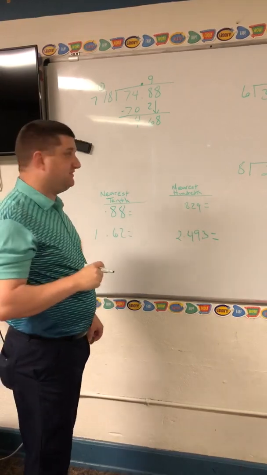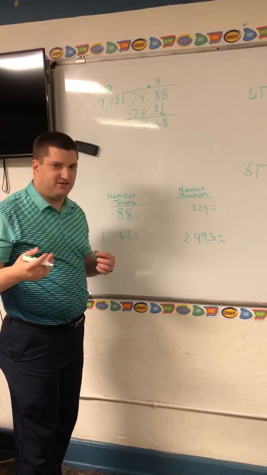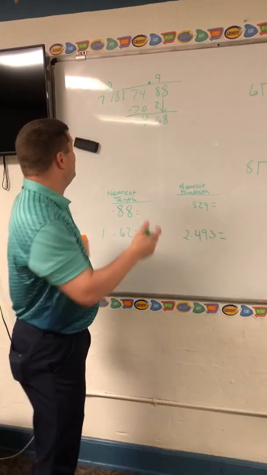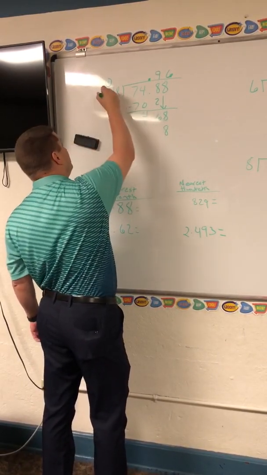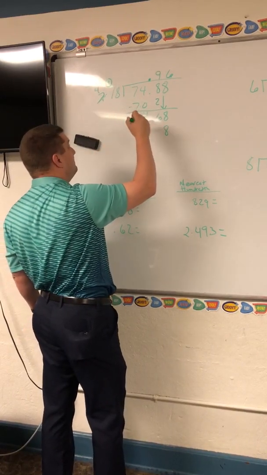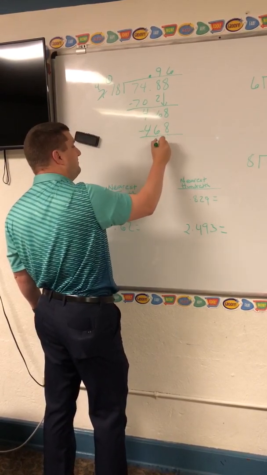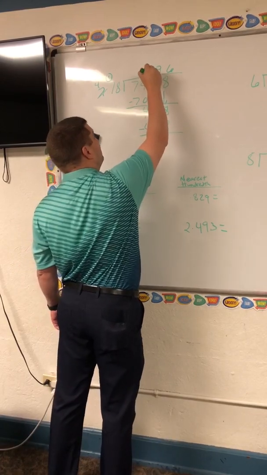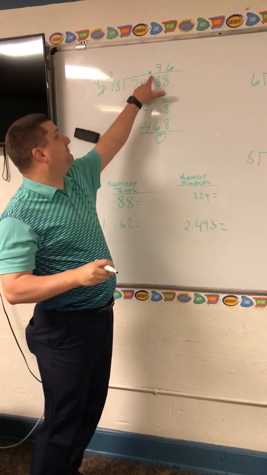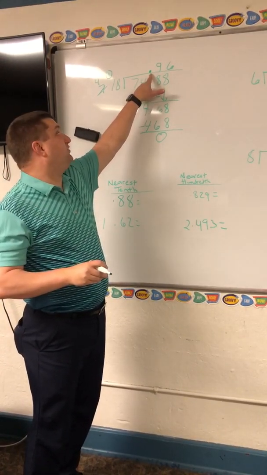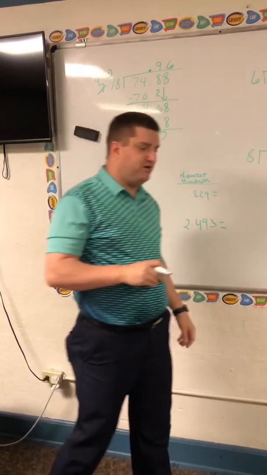8 goes into 46. Okay? It normally would go 5 times, but you're going to have too much of a remainder. And for time's sake, I'm just going to go ahead and tell you it is 6. 6 times 8 is 48. And 6 times 7 plus 4 would be 46. So that will be a remainder of 0. Your answer is 0.96. Look at the decimal. It goes directly above the decimal in your dividend. Okay? So that's day 1.